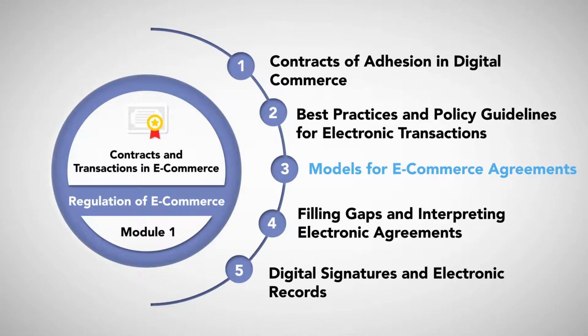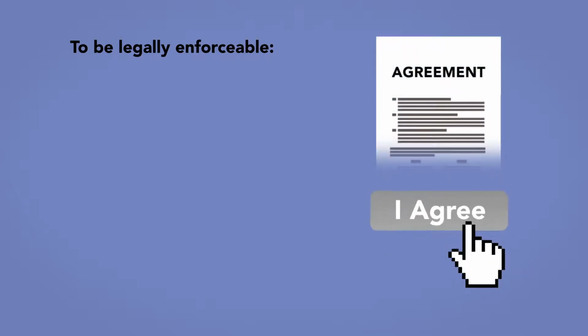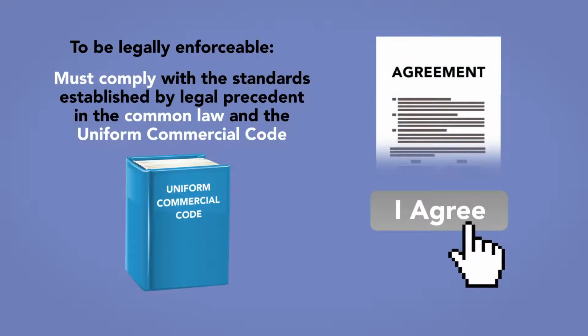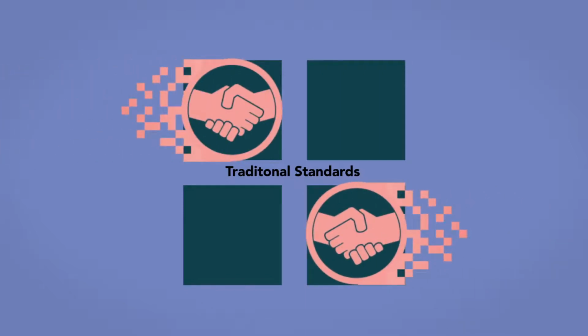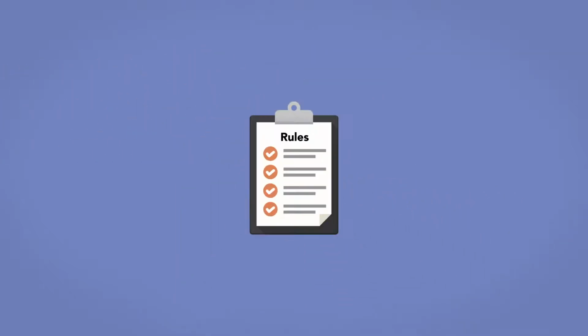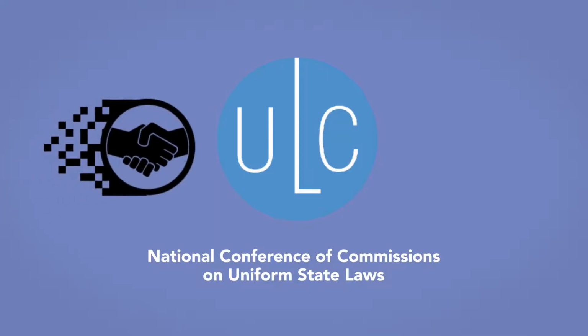Models for e-commerce agreements. To be legally enforceable, electronic agreements must comply with the standards established by legal precedent in the common law and the Uniform Commercial Code. Because digital transactions don't always fit squarely in the traditional structure under which these rules developed, the National Conference of Commissioners on Uniform State Laws has developed a model law designed to integrate digital transactions into the framework established by the UCC.